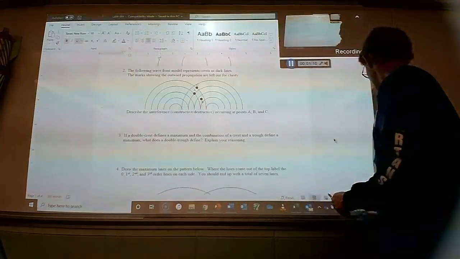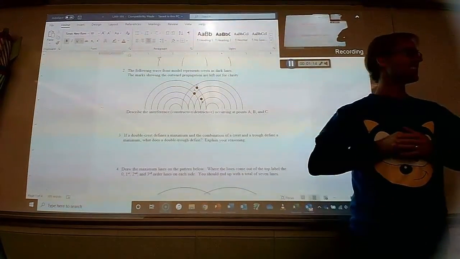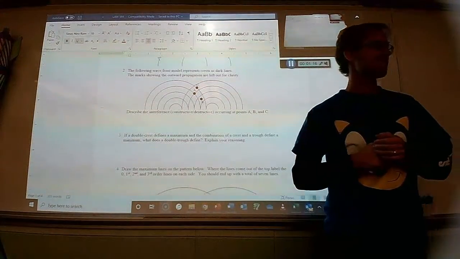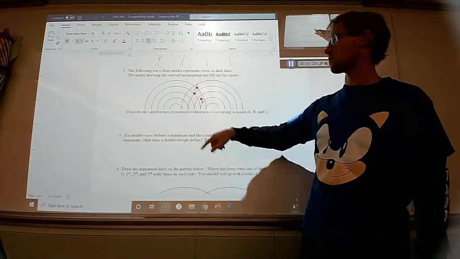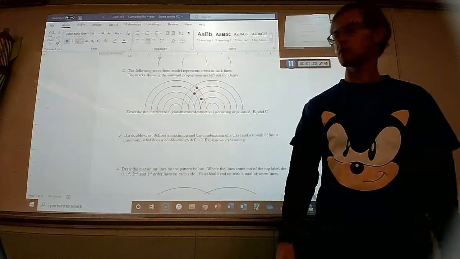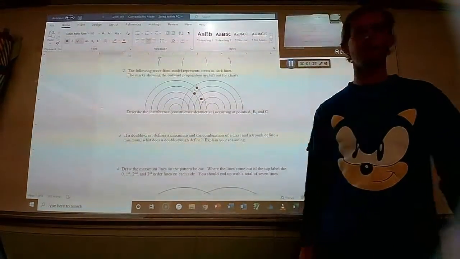Why? Exactly. So letter A, you've got 2 crests in the same spot. So that is constructive interference by definition. Letter B is interesting, though. There aren't any lines there. What is letter B?